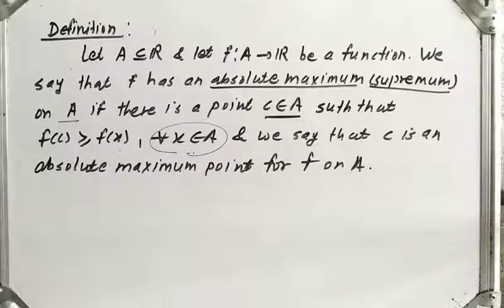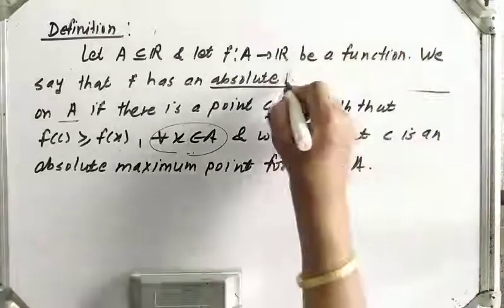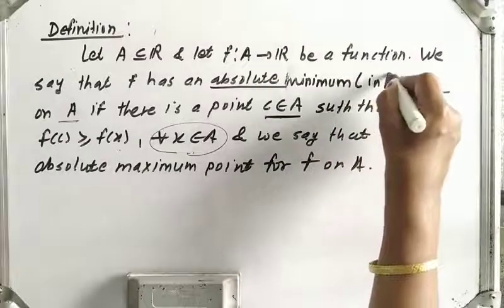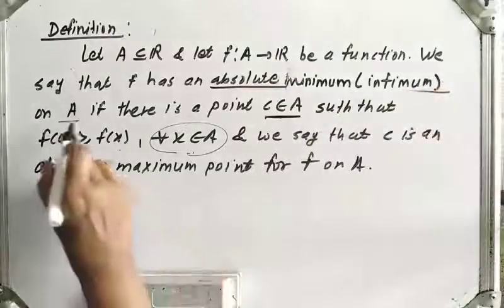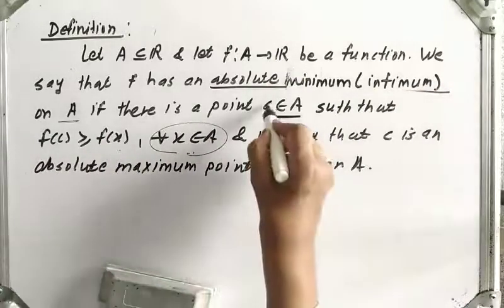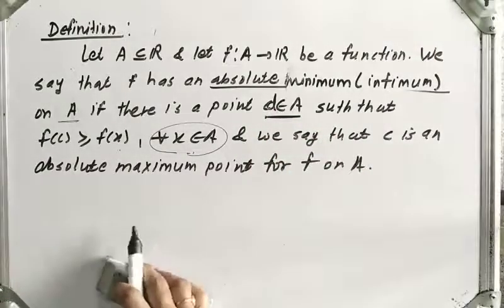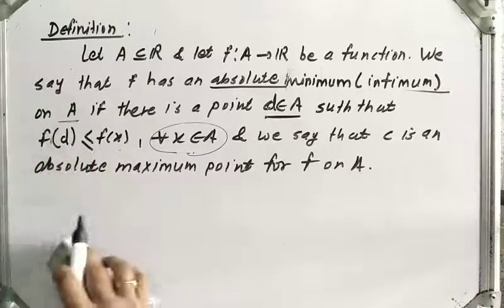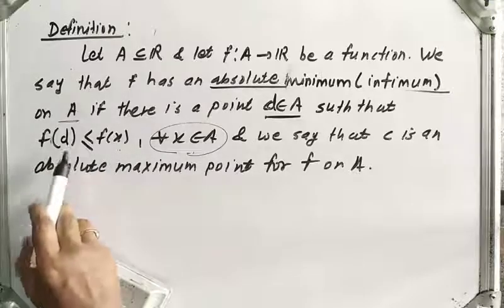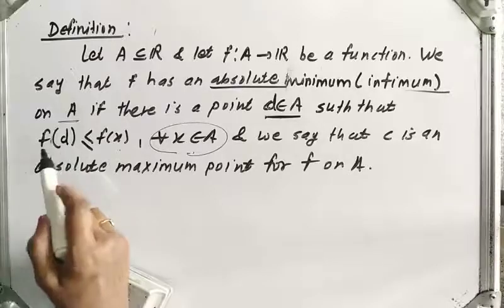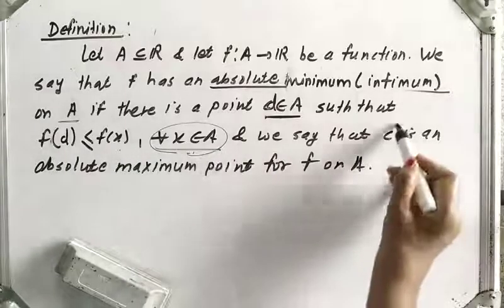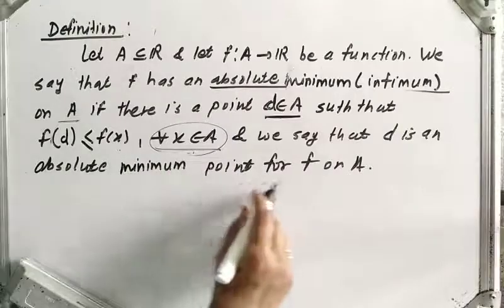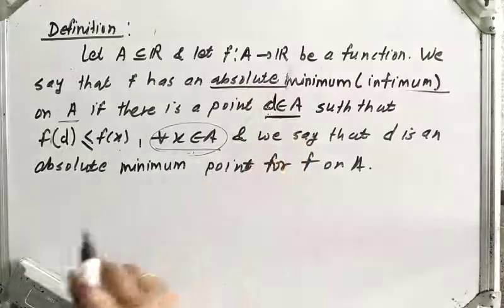We say that f has an absolute minimum, or it is also called infimum, on A if there is a point, let us denote this point by D, D belongs to A such that, now it is absolute minimum, so here it must be f of D is less than or equal to f of x for all x belongs to A. So the function has an absolute minimum because there exists D such that f of D is less than or equal to f of x for each x in A, and we say that D is an absolute minimum point for f on A. Here also that point D must belong to A.